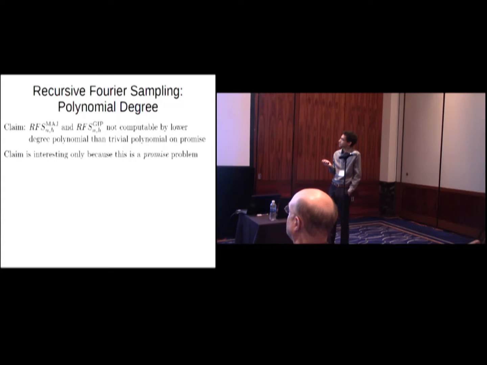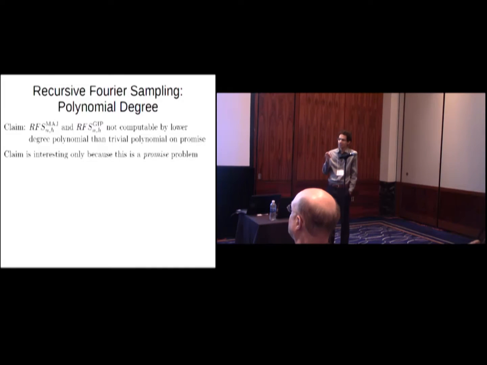My result is the following. I'll show there are certain particular fixed functions, namely majority and generalized inner product, such that recursive Fourier sampling with these fixed functions can't be computed by a polynomial of degree even one less than the trivial polynomial. So first, let me be clear what this claim even says.